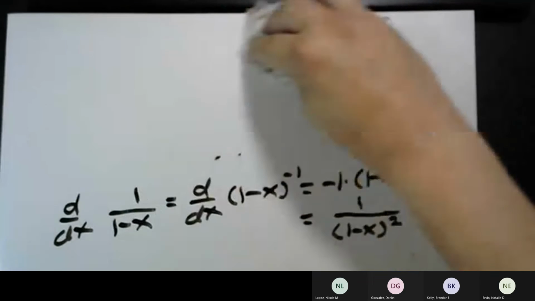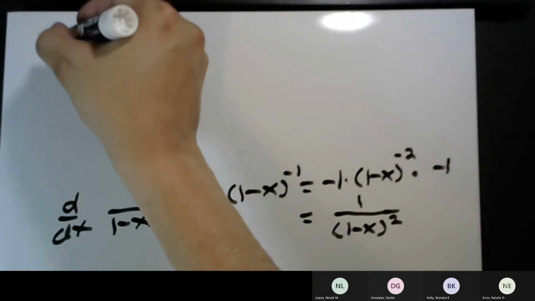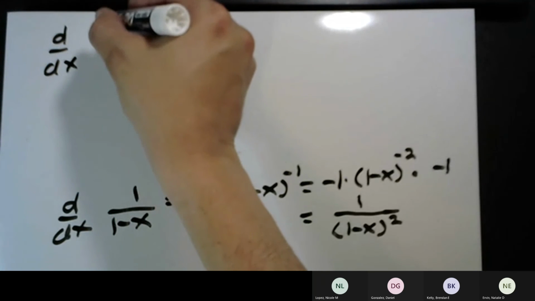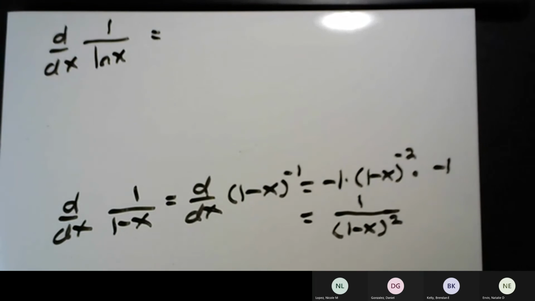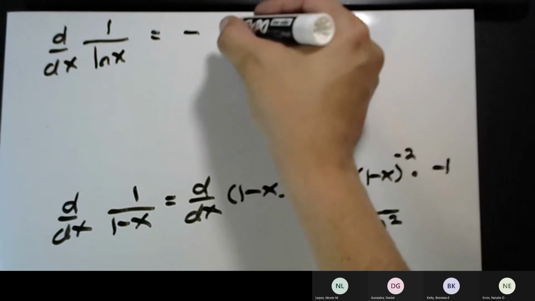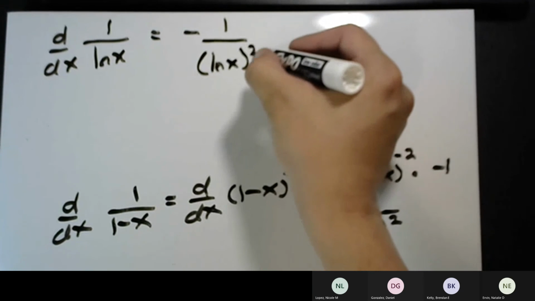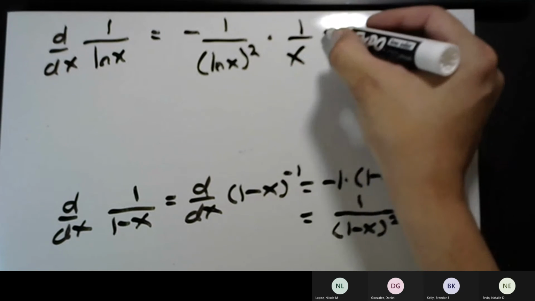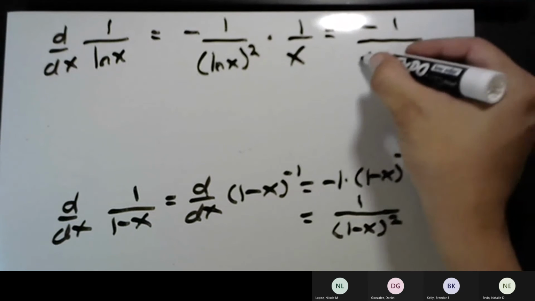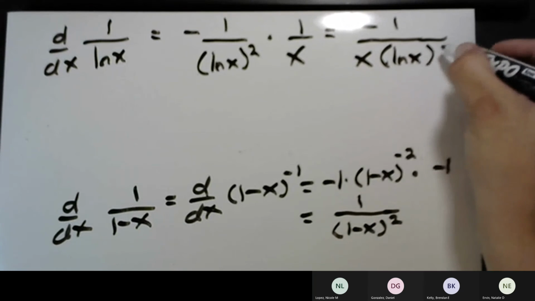Let's take a look at the derivative of the denominator. Well, the outer function is 1 over some function. So that's minus 1 over that function squared, times the derivative of the natural log of x, which is 1 over x. So we get minus 1 over x ln x squared.